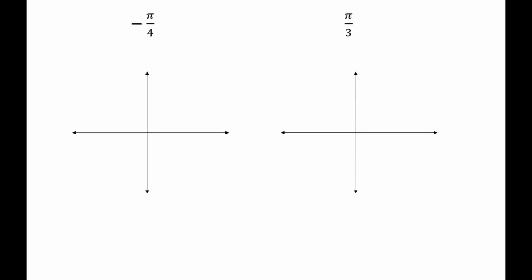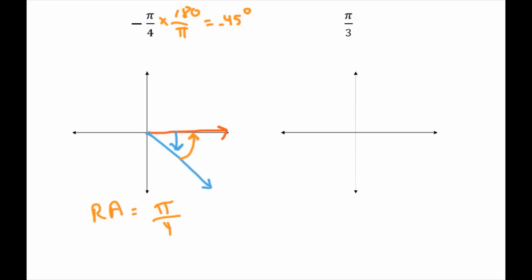Okay, what about this one? Negative pi over 4. Since it's negative, we're going clockwise. If you change it into degrees, you will notice that it's negative 45 degrees. Negative 45 degrees is going to be from here to here, right? Since the reference angle is always positive, and the closest acute angle is going to be this one from here to here, the reference angle will be the same as this one, but positive. So it's going to be pi over 4.